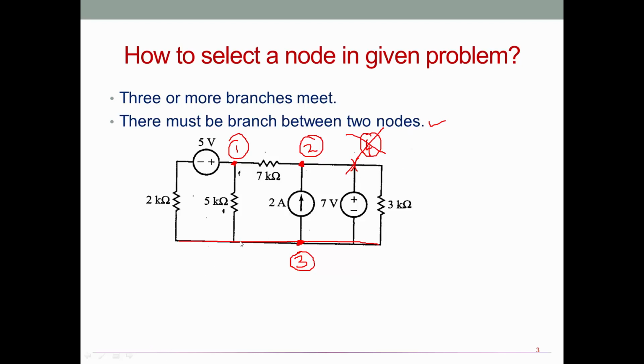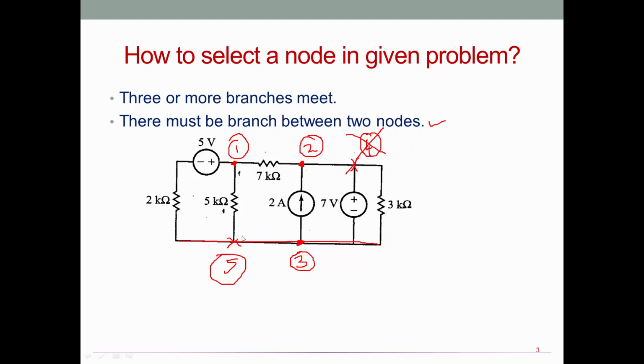Why can't I have one more node at the bottom? Can I say this is another node? Once again the same thing. If you consider this is node number 5, there must be a branch between two different nodes. Say for example 1 and 5 we have a branch. So 1 can be a node, 5 can be a node. But look at 3 and 5. There must be a branch, but it is not. Hence either 3 or 5 can be a node.